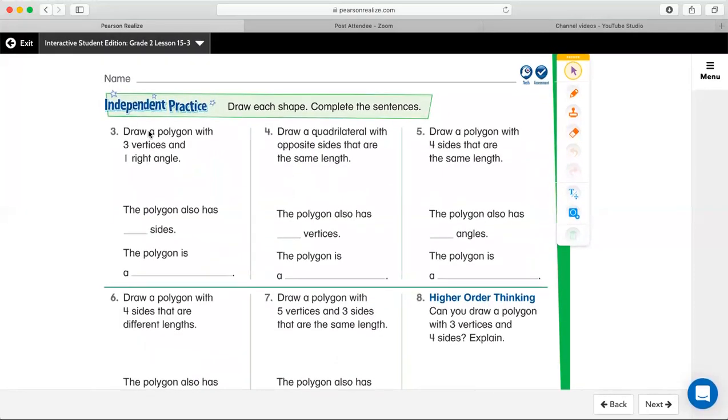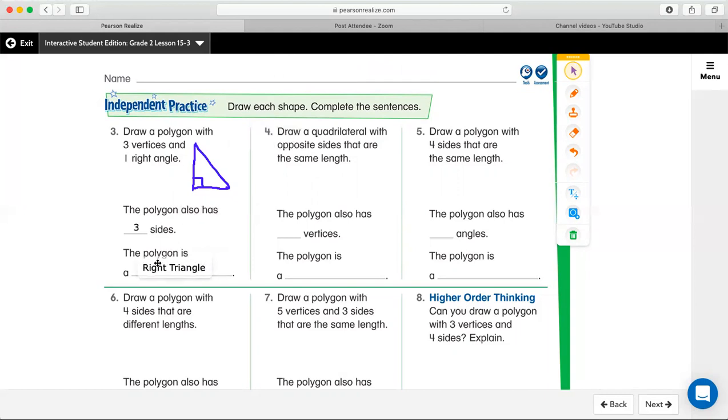Okay, and so then you have to follow the directions here. Draw a polygon with 3 vertices and 1 right angle. This one is going to be a right triangle. Okay. A right triangle has to have 1 square side. Okay. Right here would be your right angle. So this polygon has 3 sides. Right? If it is 3 vertices, it has to have 3 sides. And we call this a right triangle. That would be the name of the polygon.